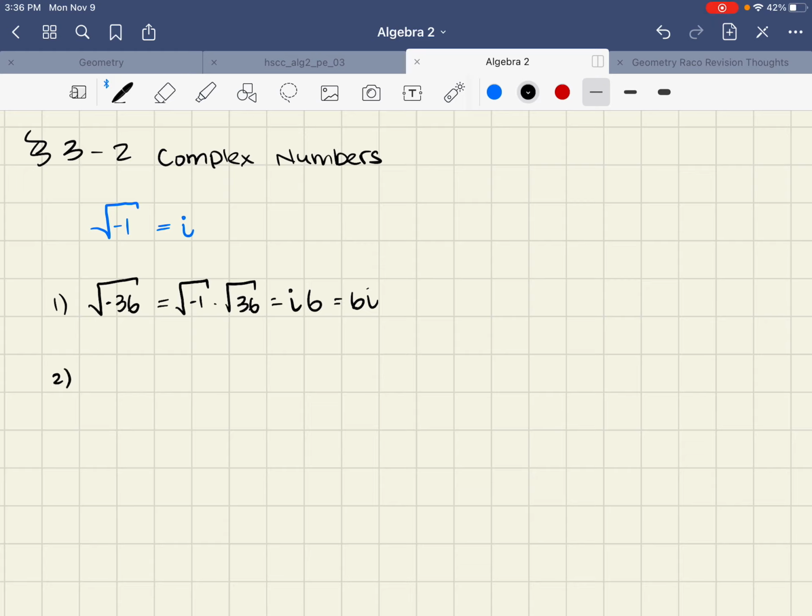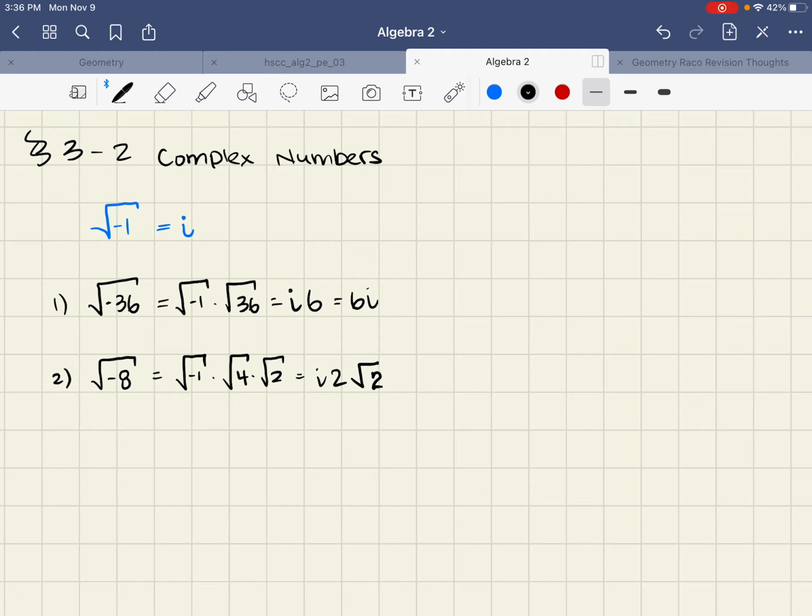Number 2. All right, so second example, what if you had something that's not a perfect square? Something like, let's say, negative 8 perhaps. Well, we do the same exact thing. We separate it, square root of negative 1 times the square root of 8, but 8 is 4 times 2, so we can simplify it. So then we get i times 2 root 2.